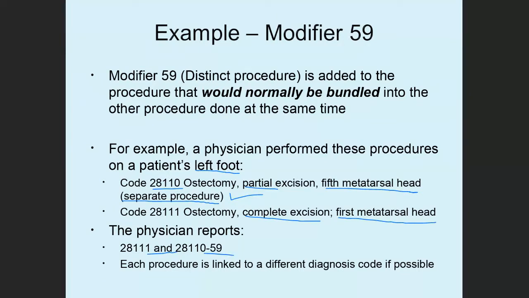28110-59. If you don't do that -59, they will not pay you for the 28110. They won't be paid. If possible, link them to a different diagnosis, but the 59 will kick it out of the computer and have somebody, a real person, actually look at it. If the modifier was not added, the insurer would pay only for one of the codes, the 28110. So that's why this is really important. Why modifiers are really, really important.